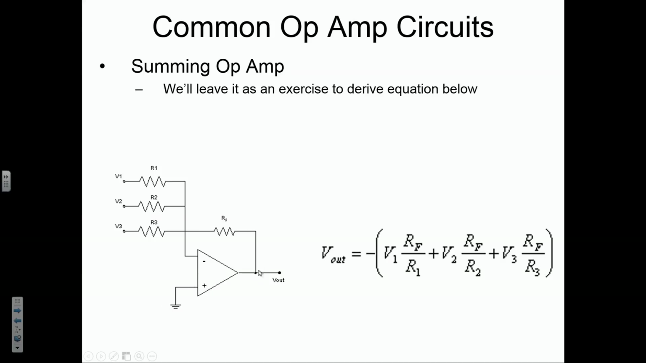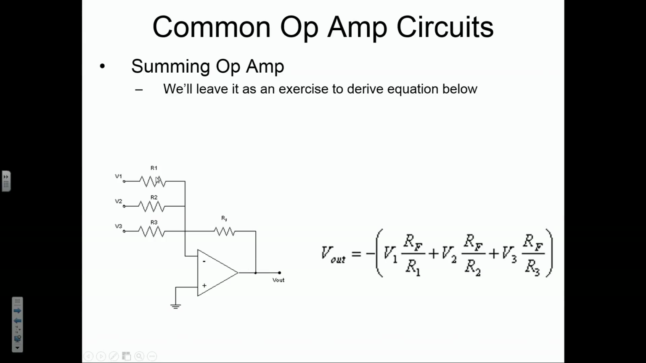And again, we've got feedback from V out into the inverting terminal through a resistor R sub F. Okay, R sub F means a reference resistor. Each one of these is connected to the inverting terminal through its own resistance, R1, R2, R3. And the output here, and I'll leave this derivation as an exercise, the output is equal to minus, because everything's coming into the inverting terminal, V1 times RF over R1.